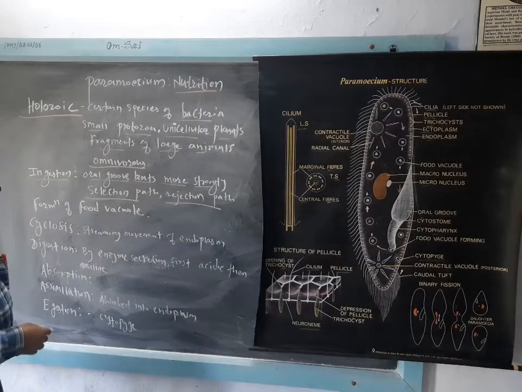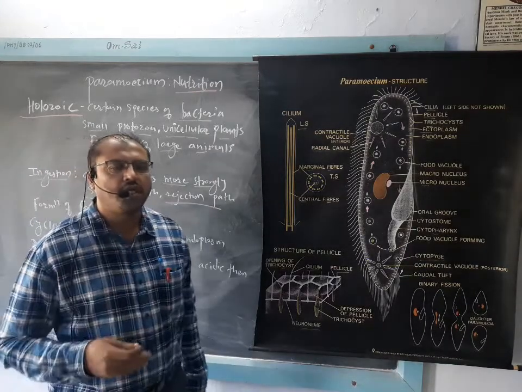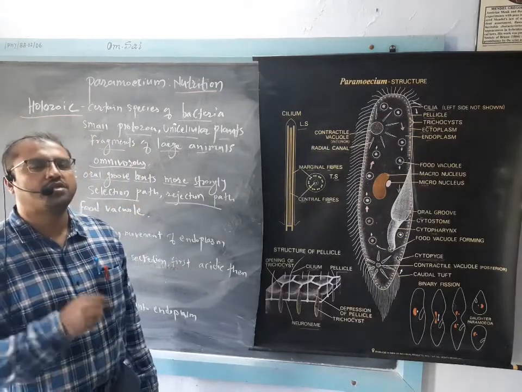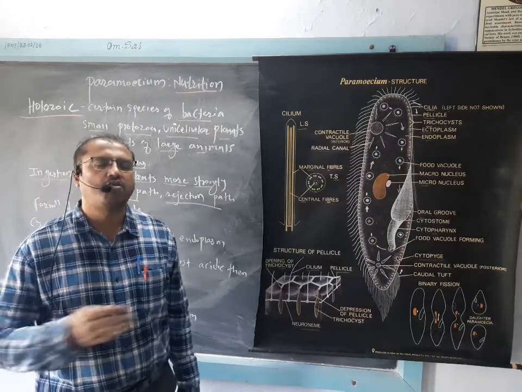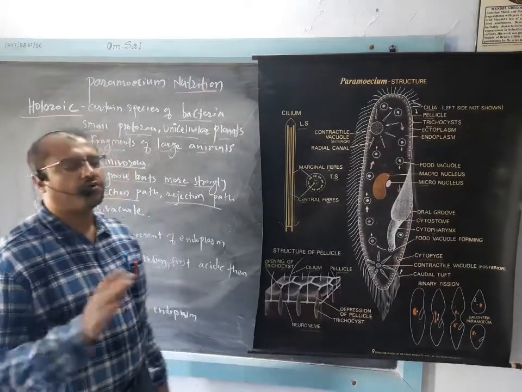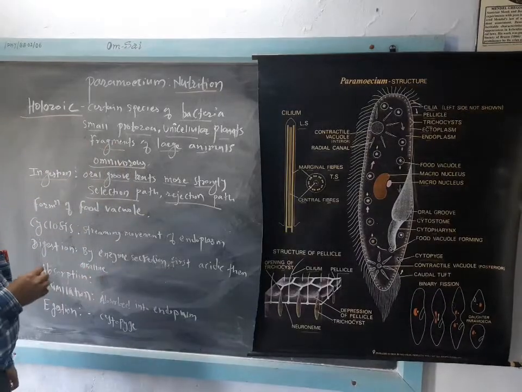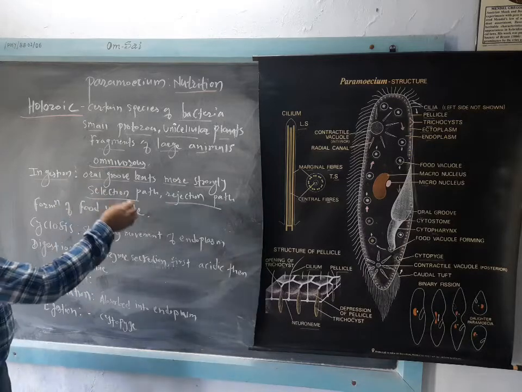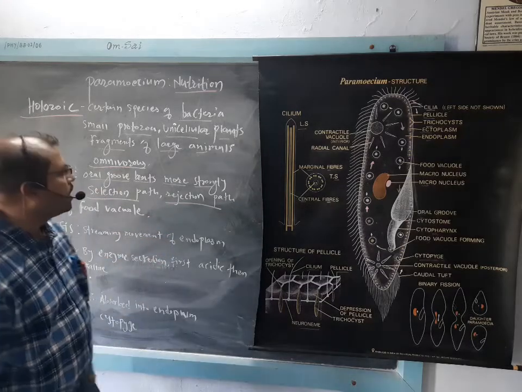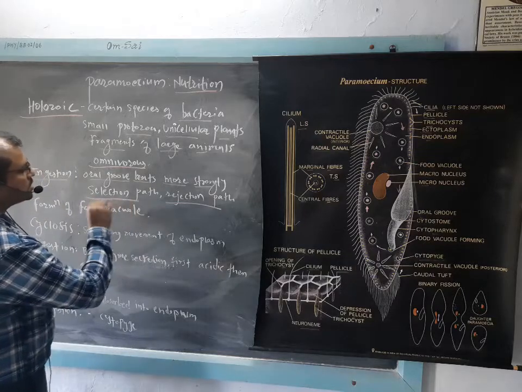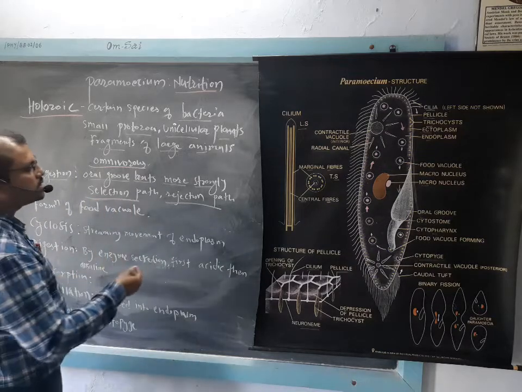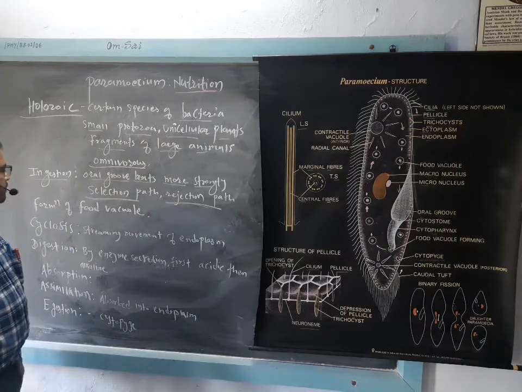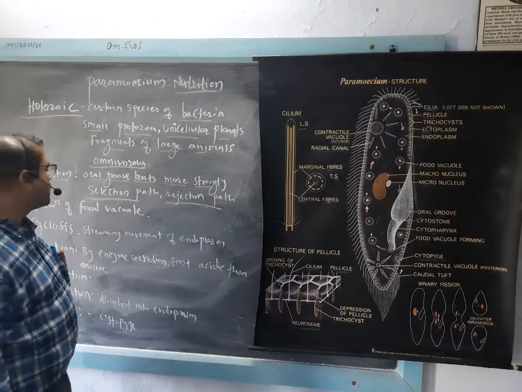The oral groove generally allows the entry of selective food material which is small in size, and the larger particles are thrown outside from the oral groove. The food particles which are small in size pass from the oral groove to the cytostome, and this is called the selection path. These are selected and pass in the forward direction inside the cell. Those which are larger are rejected and pass outside the cell. So this is the selection path and rejection path.